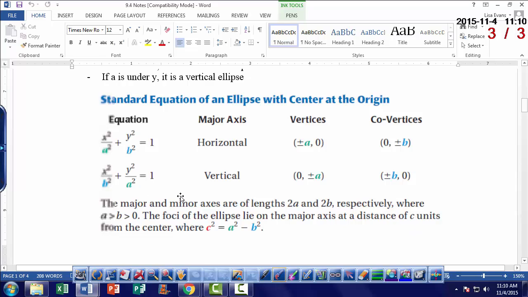Okay, the major axis and minor axis are of lengths 2a and 2b respectively, where a is greater than b, and b is greater than 0. The foci of the ellipse lie on the major axis at a distance of c units from the center. So there's an equation for the foci: c squared equals a squared minus b squared. All of this information on this front page we're going to refer back to as we do two different types of problems dealing with ellipses. So let's go ahead and get started.